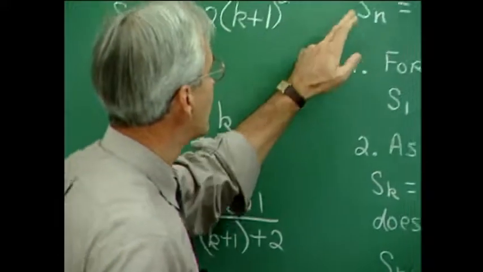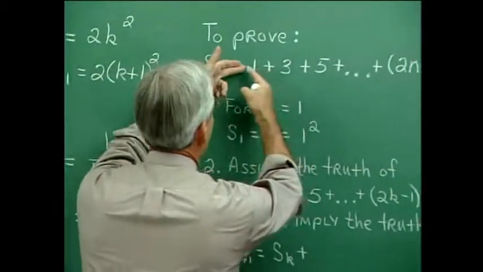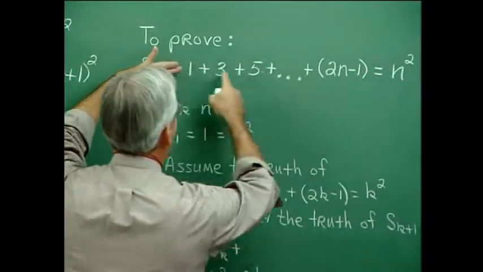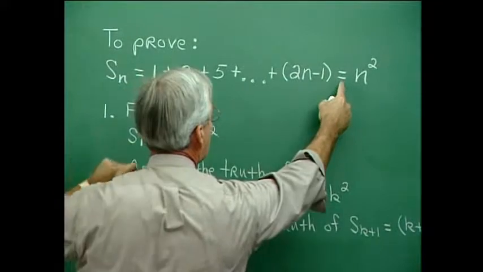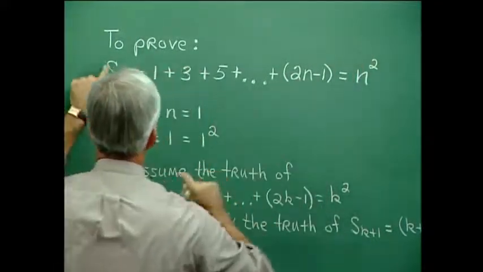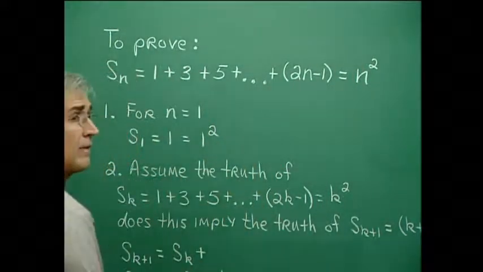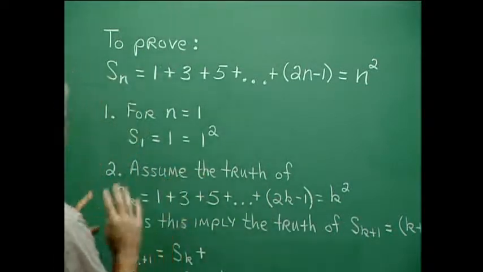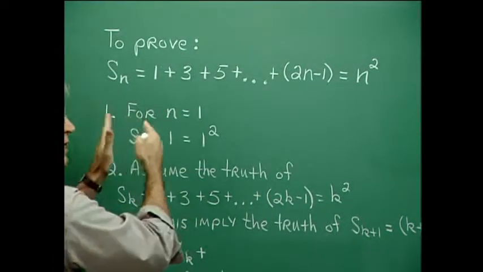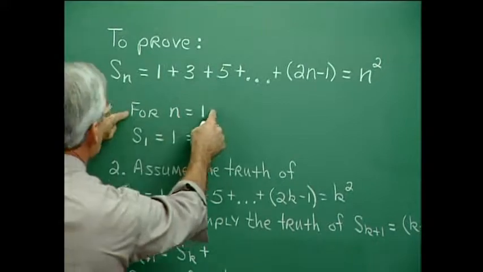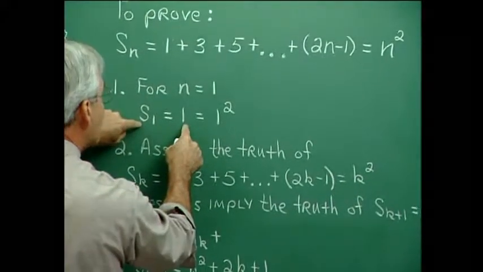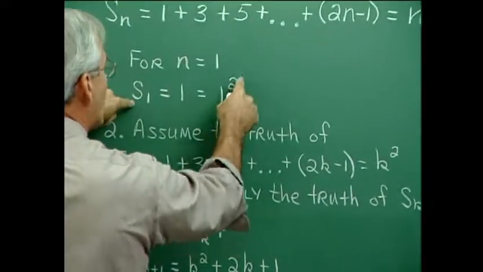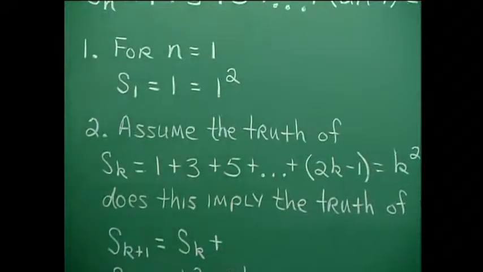We want to prove that the sum of n items, which is represented by this group of items being added, is equal to generally n squared. So the sum of n items is equal to n squared. Now, by math induction, here's what we do. We prove that s subscript 1 is true. For n equals 1, the sum of 1 items is 1, and we can represent 1 as 1 squared. So that shows that that's true.